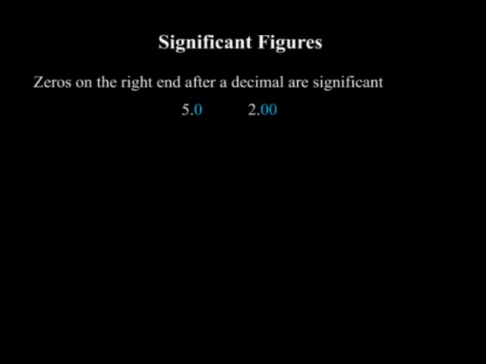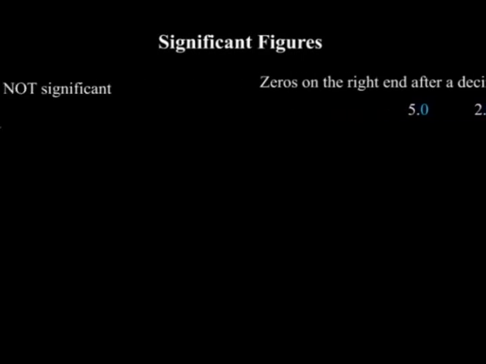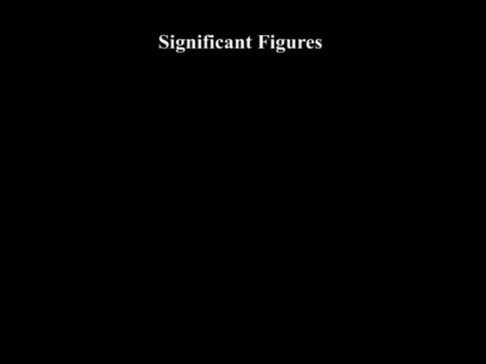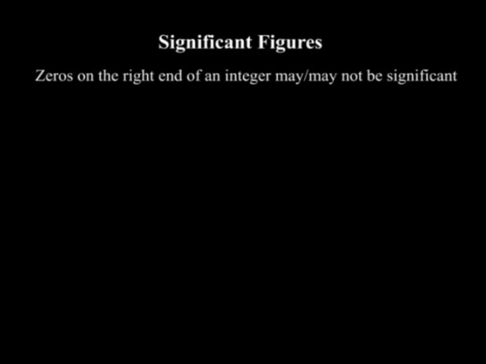If the zero occurs at the right end after a decimal, it is also significant. That is, 5.0 has 2 significant figures, that zero is significant. 2.00 has 3 significant figures. Now, when a zero occurs at the left end of a number, it is not significant. Now, here is where the problem comes. If a zero occurs at the right end of an integer, it may or may not be significant.